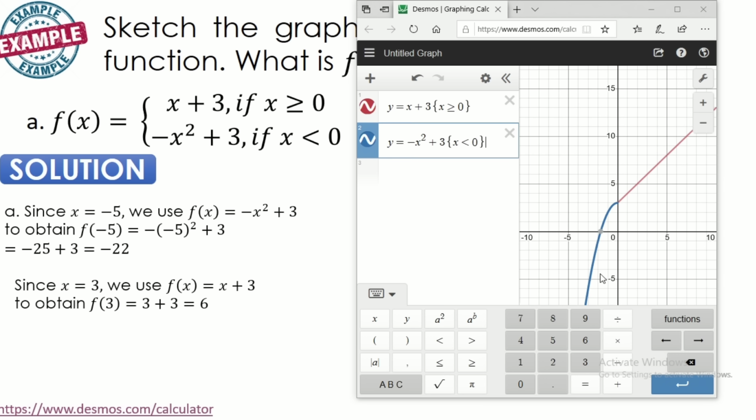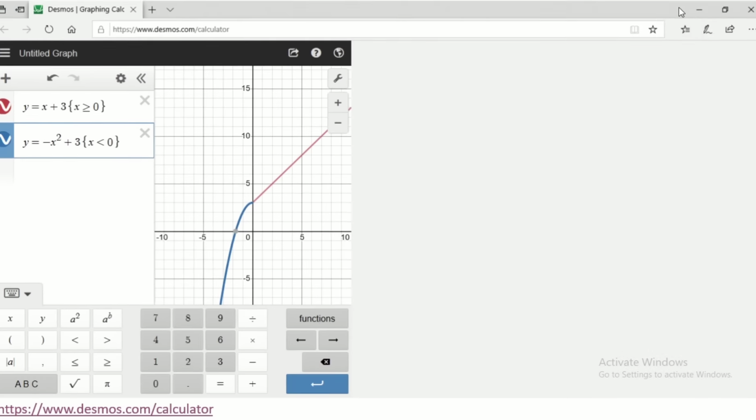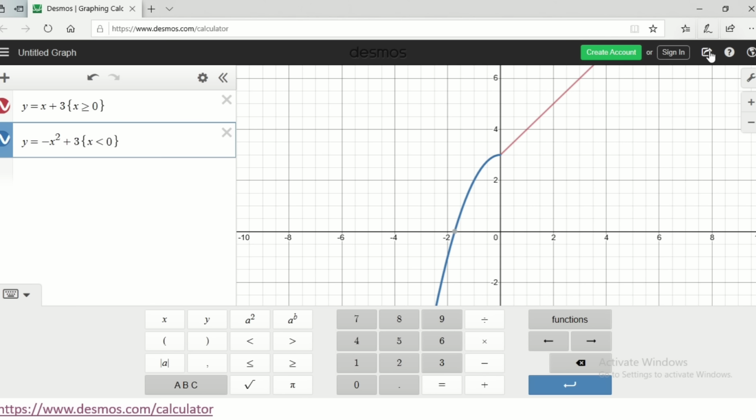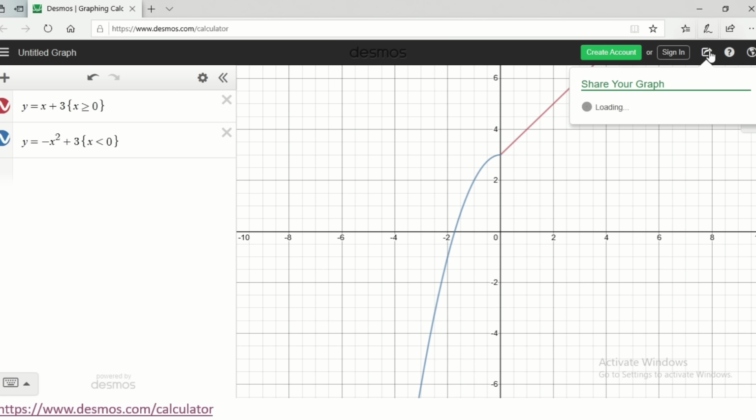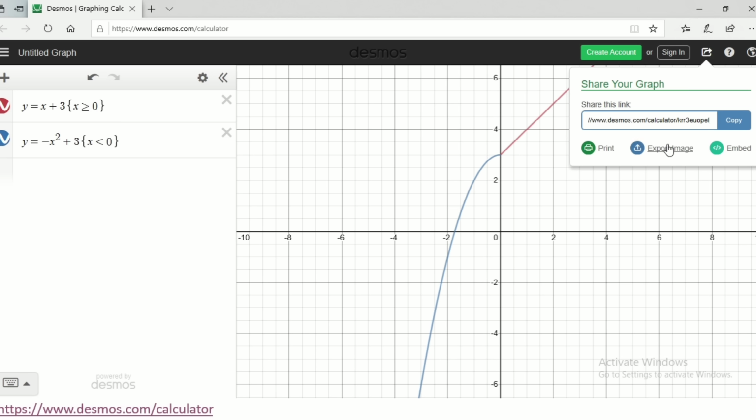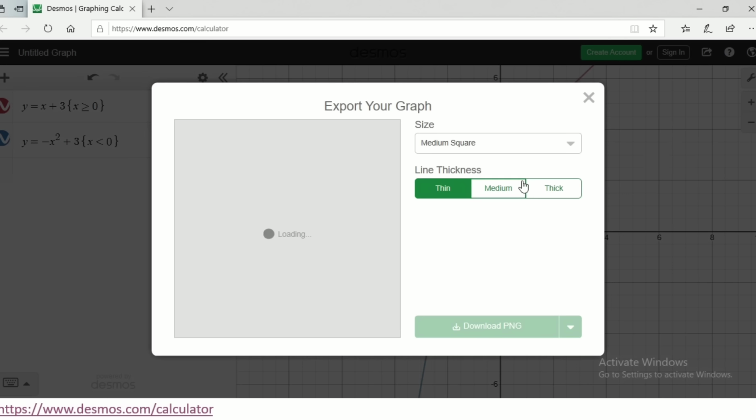Okay? So, yan yung Desmos. Pwede nyo itong gamitin. Sa cellphone, i-download nyo ito. Downloadable naman to. Hindi nyo kailangan ng internet kapag gagamitin nyo to. Halimbawa, gusto mo i-copy itong graph. So, ito lang pipindutin nyo. Pindutin nyo lang yan. And then, ito, export image.